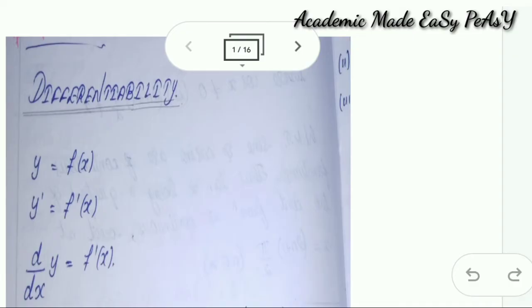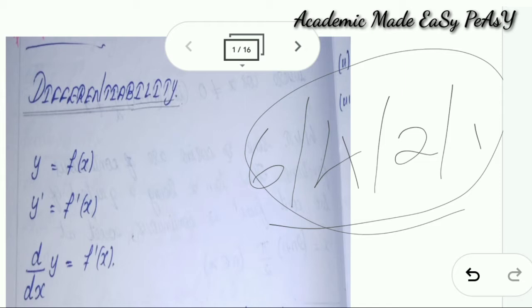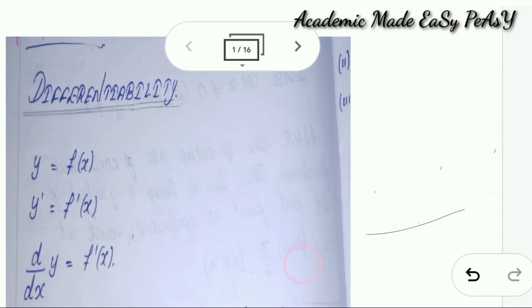In the previous video, you saw continuity, and I think you are clear with the topic of continuity. So now let us move on to the main and most important topic, where you will be getting 6 marks or 4 marks or 2 marks or 1 mark. In every part, differentiability is expected. So you have to be very thorough with differentiability.